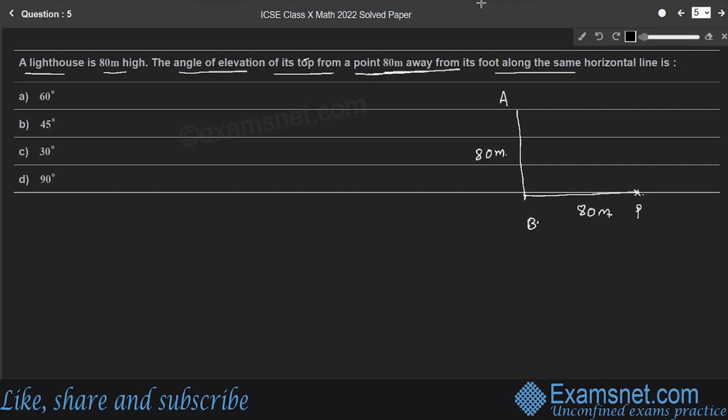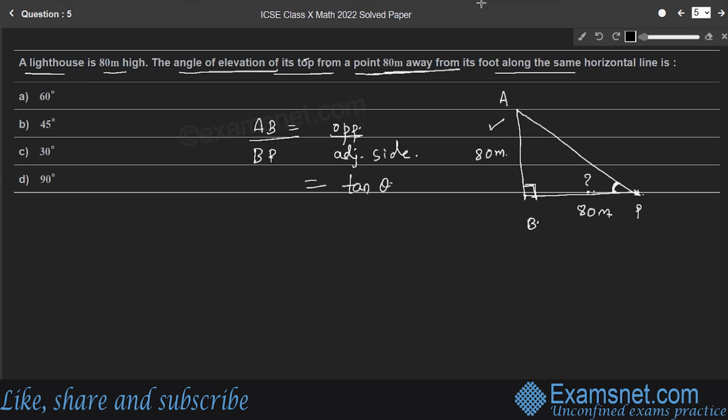Here the question is the angle of elevation of its top from a point. So the angle of elevation is APB, from point P, right? So what is the angle here? For that, the best way is to consider the ratio of AB and BP. Here ABP is a right angle triangle. AB is the opposite side, and BP is the base or adjacent side, right? Opposite by adjacent side is the tan function, right?